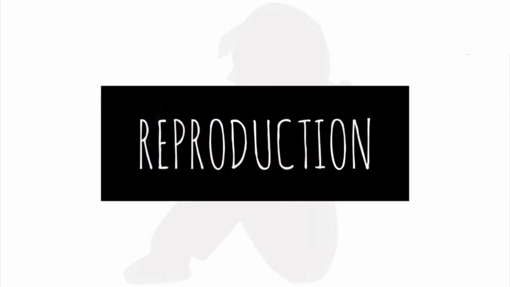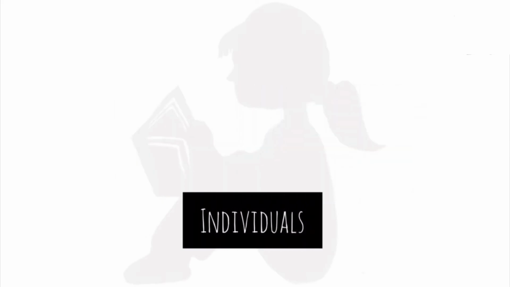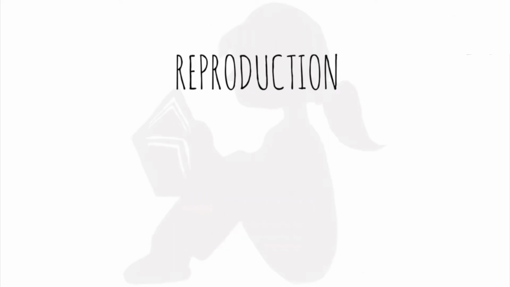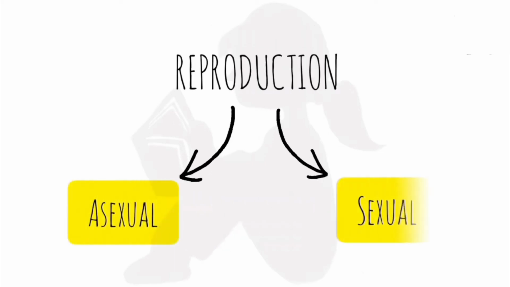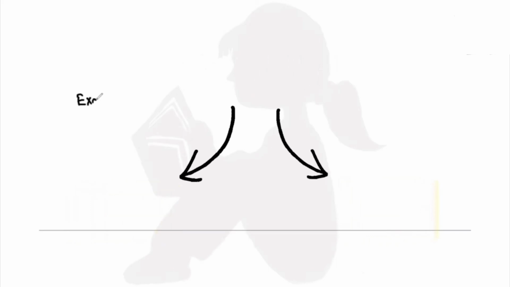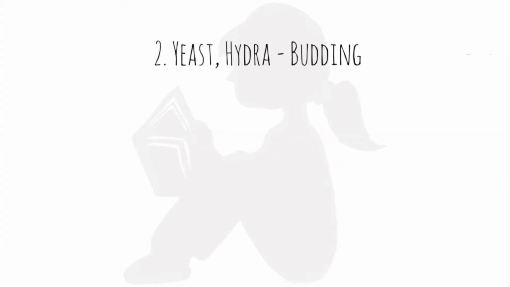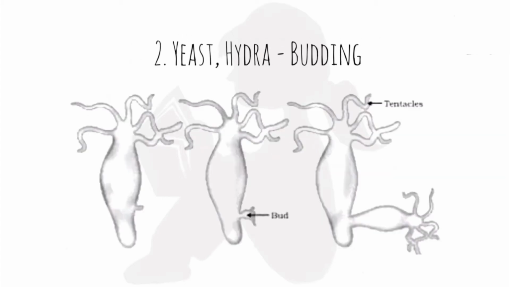Number 2 is reproduction. Reproduction refers to the biological process by which new individuals are produced from their parents. Organisms can reproduce by both asexual and sexual means. For example, number 1, fungi multiply and spread easily by millions of asexual spores they produce. Number 2, lower organisms like yeast and hydra reproduce by budding. It means one outgrowth can form a new individual.